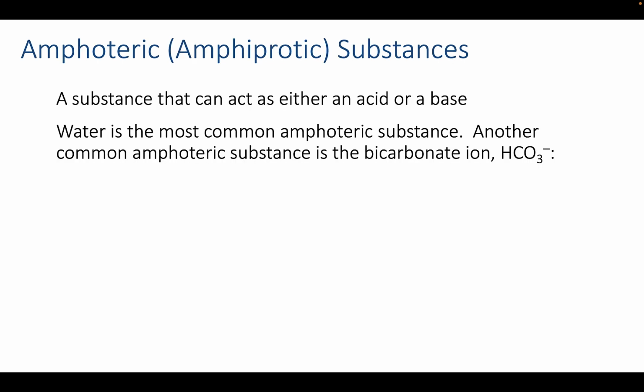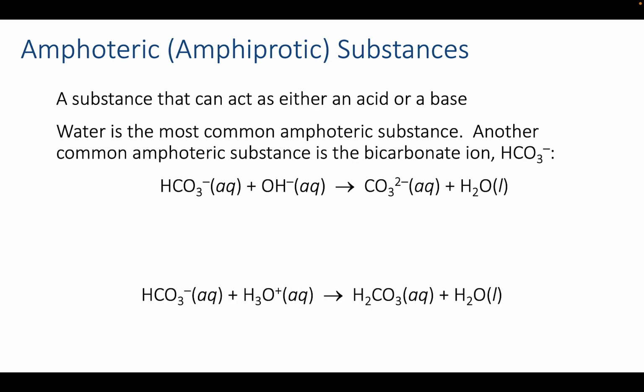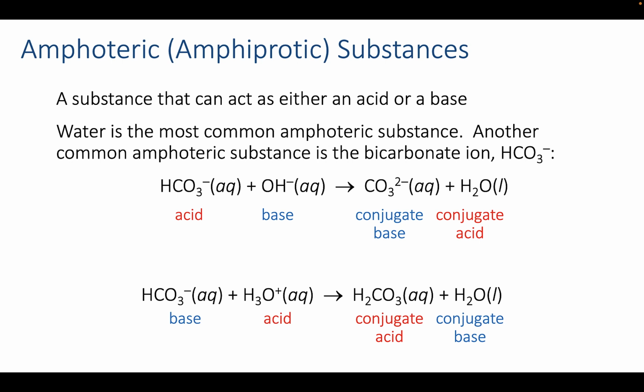Again, amphoteric substances. The most common is water, but another is the bicarbonate ion. And so here we have bicarbonate existing with OH minus. This is something that really wants to pick up a proton more than bicarbonate wants to keep it, and therefore it will act as an acid. But if we put it with something that really wants to donate a proton, like H3O plus, then it will accept that proton from H3O plus and act as a base. So in the first situation, we have it acting as an acid, creating its conjugate base. And in the second, we have it acting as a base, creating its conjugate acid.